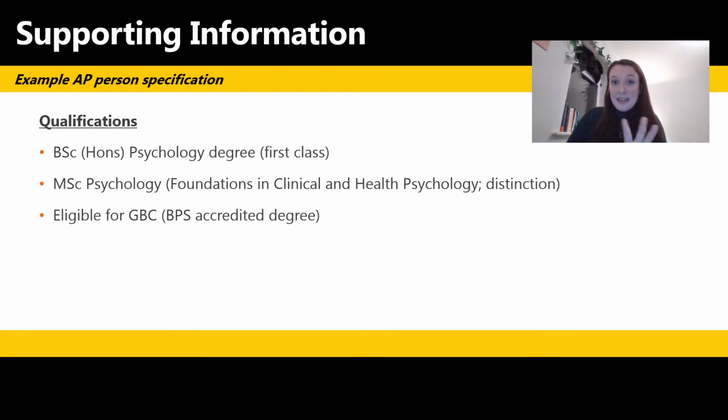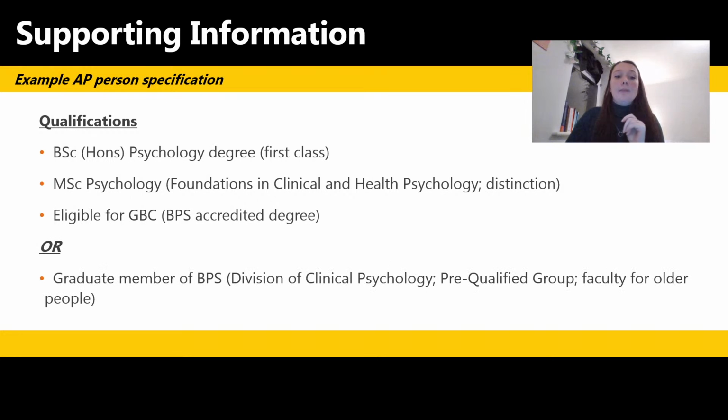If you didn't get GBC that way, you could say something like graduate member of the BPS. So, for example, this is me: Division of Clinical Psychology, pre-qualified group, faculty for older people. It shows that you are interested in that client group, for example. That's another way that you can say that you've got GBC. But I would make it really clear. I would say eligible for GBC and then maybe put that you're a graduate member as well. You don't have to be a member of the BPS. You just have to be able to be a graduate member by having a BPS accredited degree.